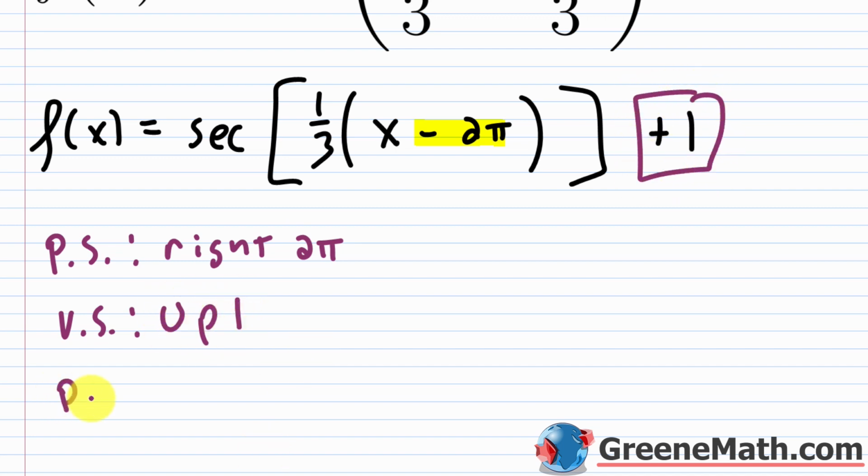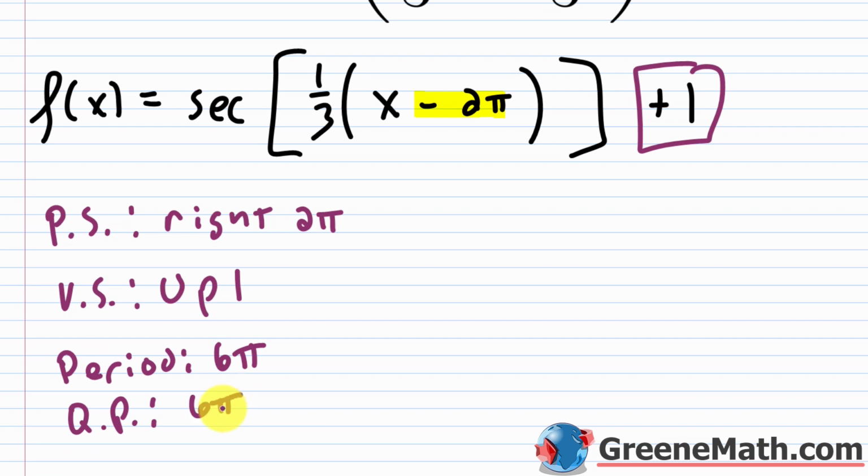For the period, again, you're going to take the standard period, which is 2 pi, and you're going to divide by this number outside the parentheses in factored form, or if it's not in factored form, you have that x over 3, so the coefficient of x is 1/3. So it's just 2 pi divided by 1/3, which is 2 pi times 3, which is 6 pi. So your period here is going to be 6 pi, and then the quarter period, that's going to be 6 pi over 4. So 6 divided by 2 is 3, and then 4 divided by 2 is 2, so it's 3 pi over 2.